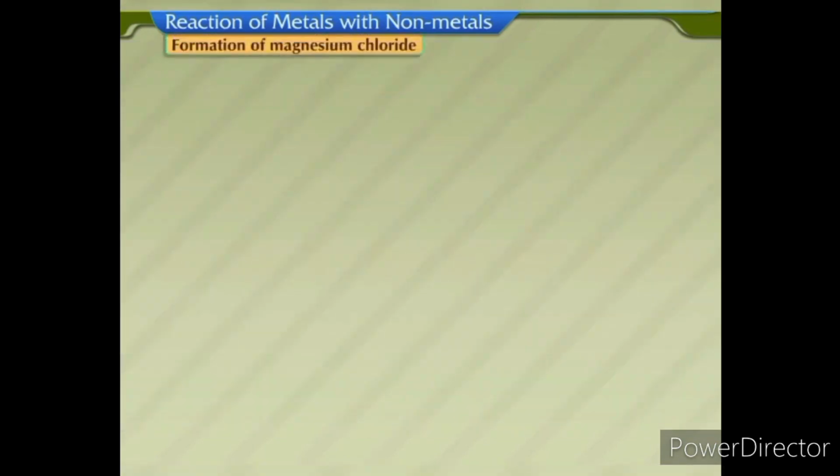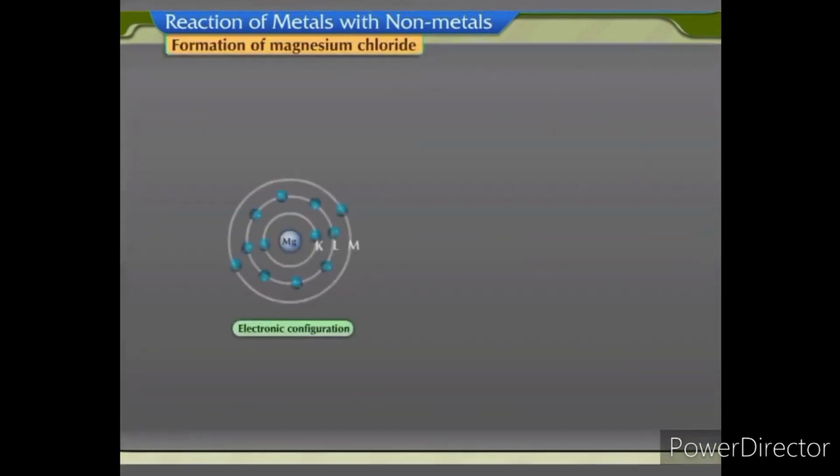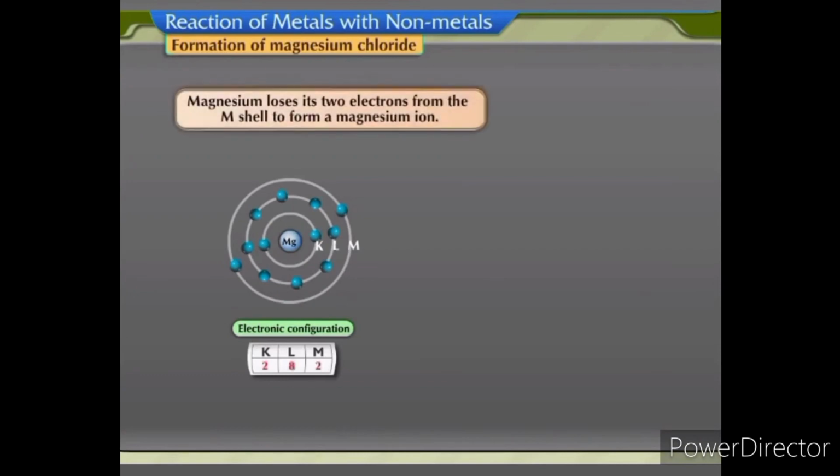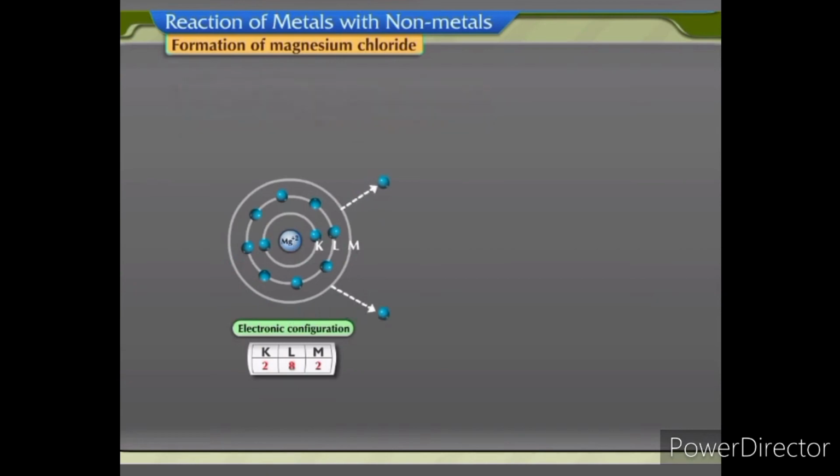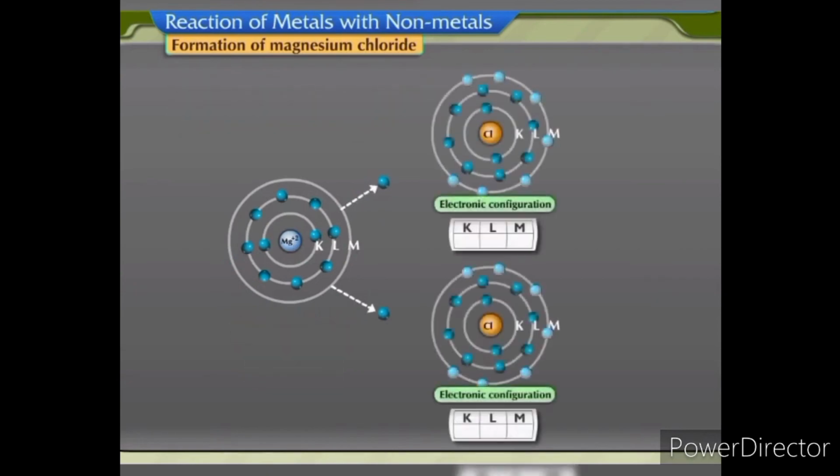Formation of magnesium chloride. The electronic configuration of magnesium atom is 2-8-2. Magnesium loses its 2 electrons from the M shell to form a magnesium ion. Since a chlorine atom has 7 electrons in its outermost shell, it requires 1 more electron to complete its octet.